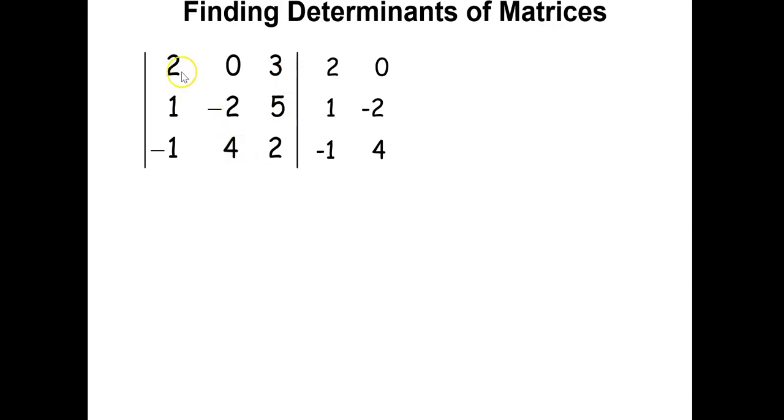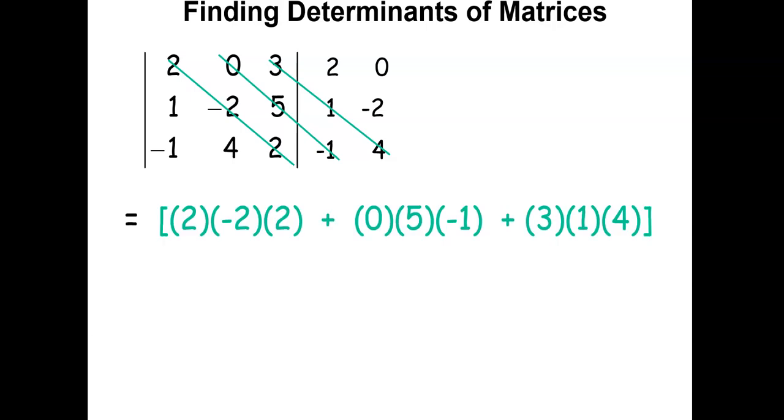After this, as I showed you earlier, you will start from the first digit. You will draw a line over here. This means you are taking these elements diagonally. So you see 2 times negative 2 times 2 plus 0 times 5 times negative 1 plus 3 times 1 times 4. As I mentioned earlier, 2 times negative 2 times 2 plus 0 times 5 times negative 1 plus 3 times 1 times 4 plus. So I am done with this one.